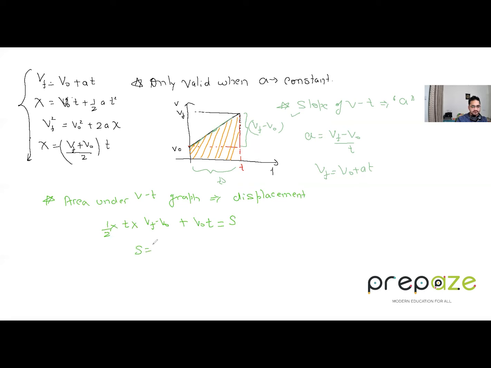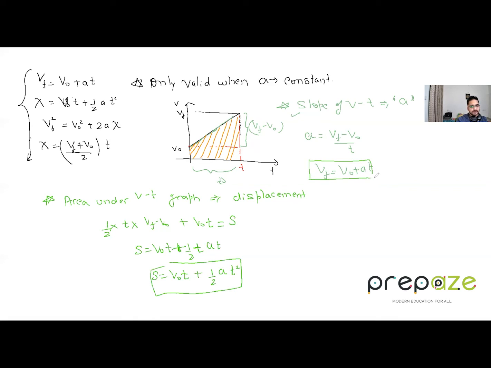So S is V naught into t plus half t into Vf minus V naught. Now, what is Vf minus V naught? It is At. So I'll write A into t over here. Finally, it will become S equals V naught t plus half A t square. And that is the second equation of motion.